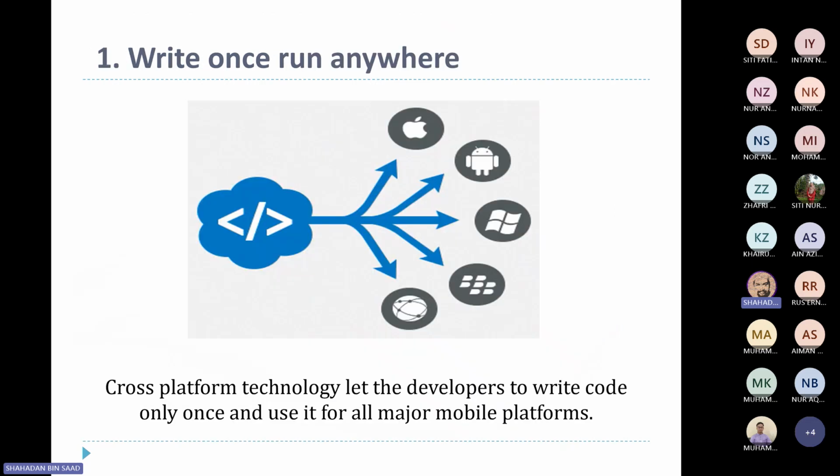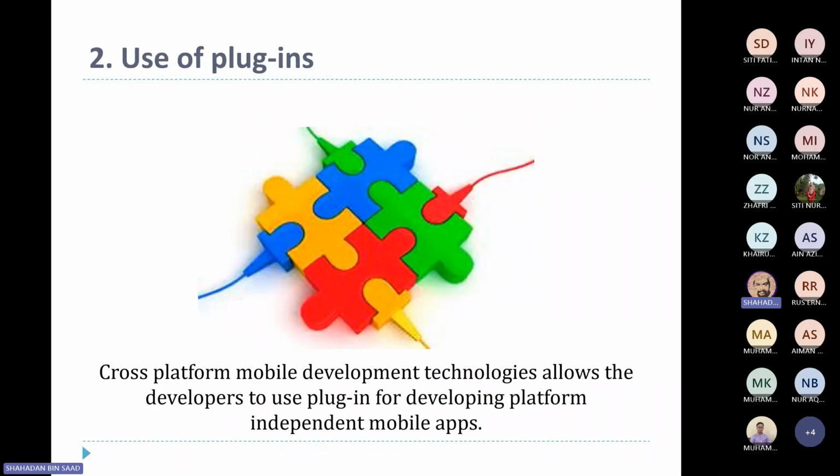Satu code base. Okay, write once, run anywhere. Kan, satu code base. Cross-platform technology let the developers write code once, only once, and use it for all major mobile platform. Semua boleh. And then ada plugin, cross use of plugin. Cross-platform mobile development technology allow the developer to use plugin for developing platform independent mobile apps.